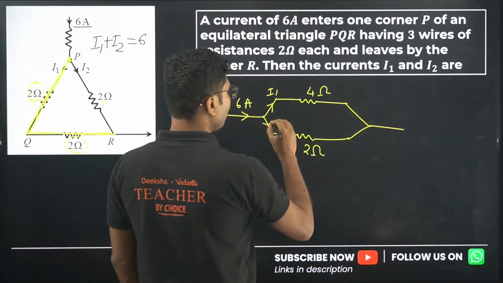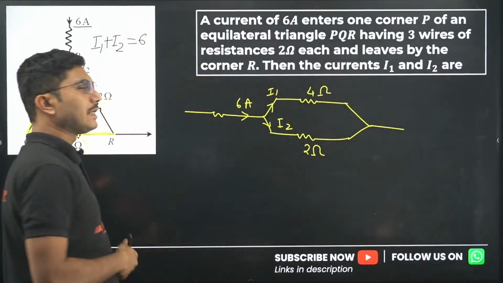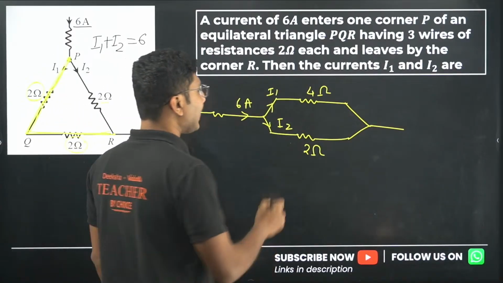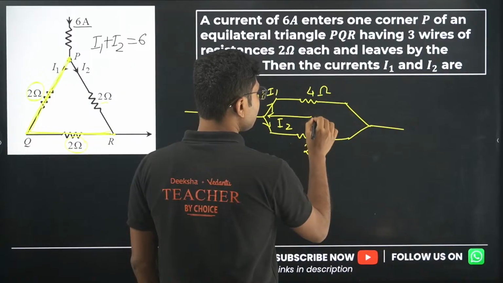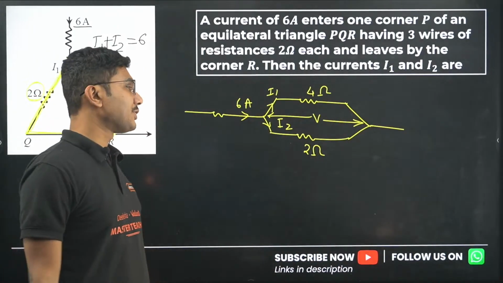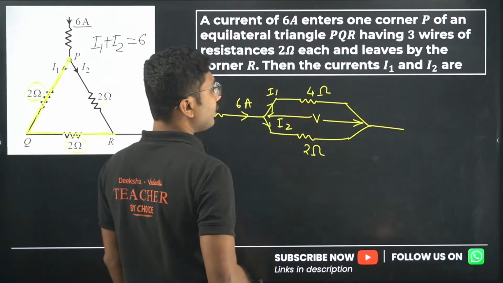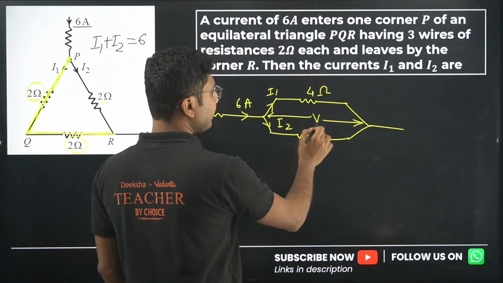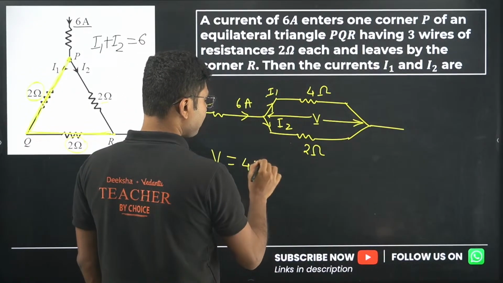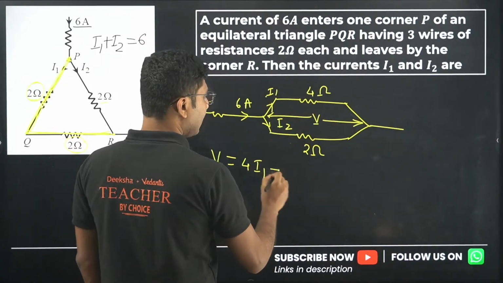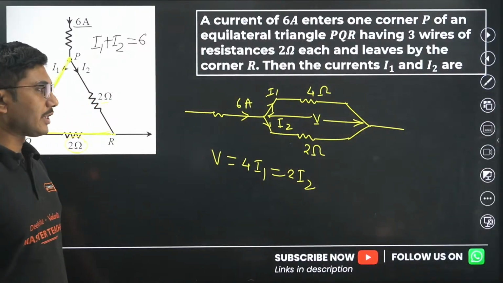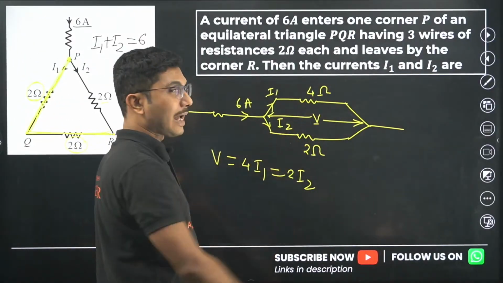Now for this particular case we are not applying KVL, but we are applying the concept of parallel combination. The voltage drop across a parallel combination must remain constant. Suppose the voltage drop across both branches is V, then V must be equal to I1 into 4, that is 4 I1, for this resistor, and 2 into I2 for this resistance. Both should be equal to this constant voltage V, because they are connected in parallel.